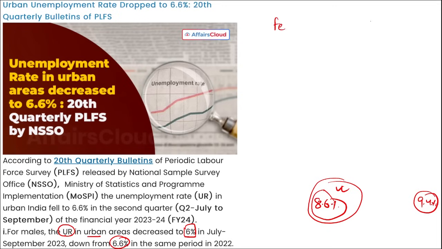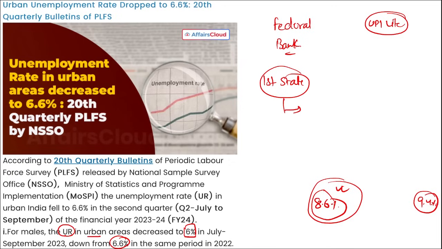Next, friends, tell me, which bank recently launched the UPI Lite feature? It is Federal Bank. The UPI Lite feature was launched by Federal Bank recently. Then apart from this, tell me, which state has recently achieved 100% ODF Plus status, right? Open Defecation Free Plus status. It was achieved by Uttar Pradesh.